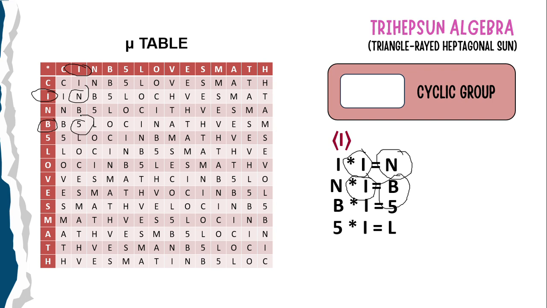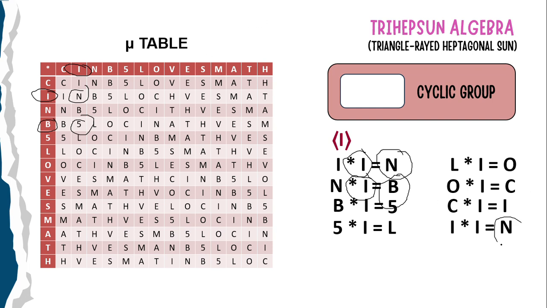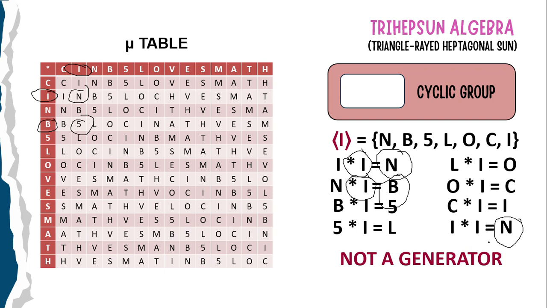Then we do the process again. 5 star I is equal to L. L star I is equal to O. O star I is equal to C. C star I is equal to I. I star I is equal to N. Since our element is being repeated, we stop here. This is not a generator since it does not generate all the elements on our group table. So I generates N, B, 5, L, O, C, and I.